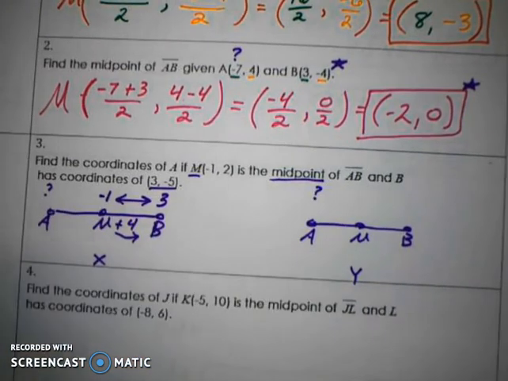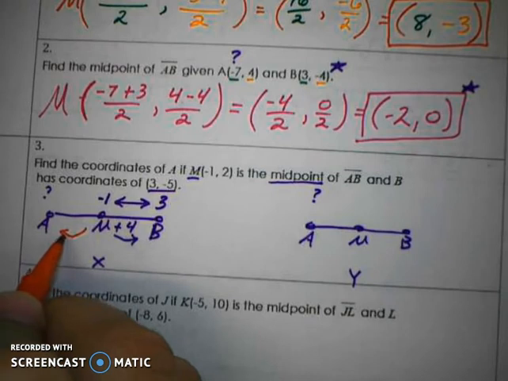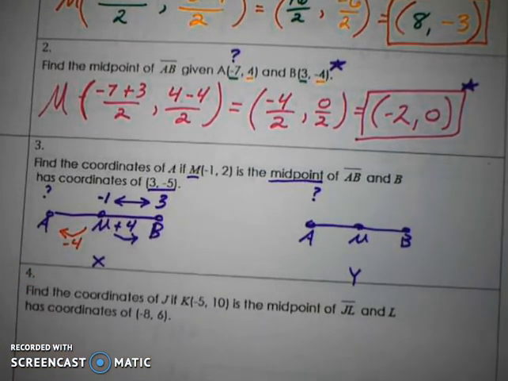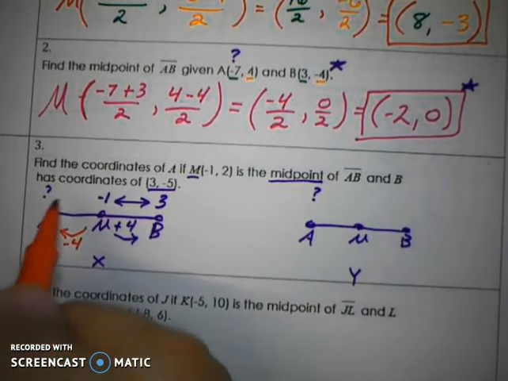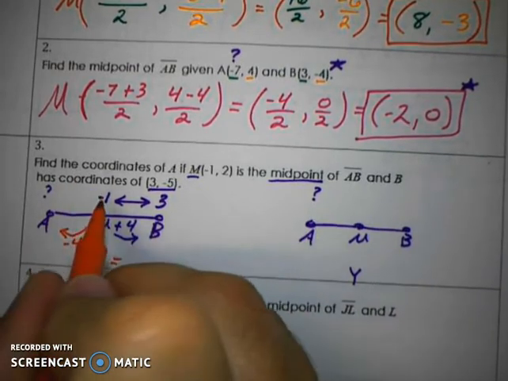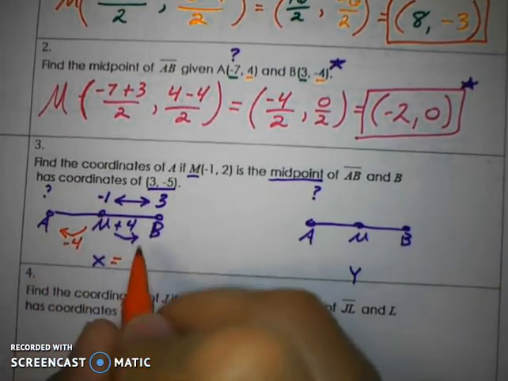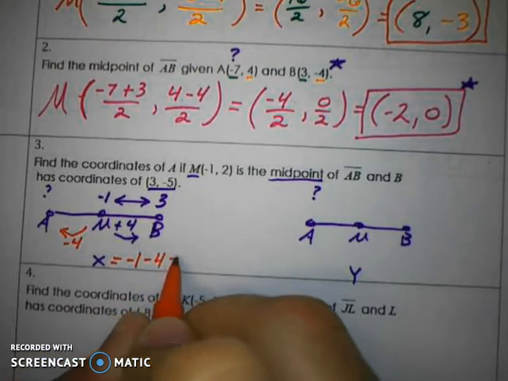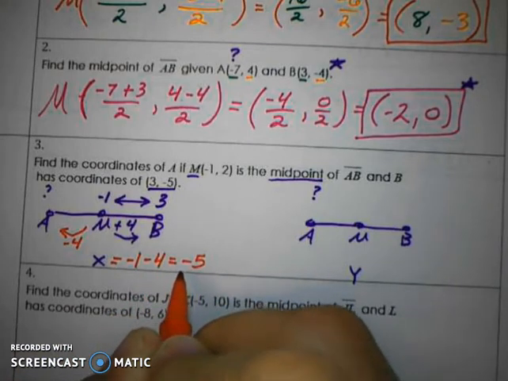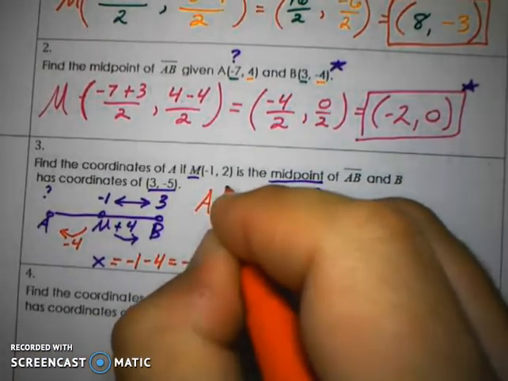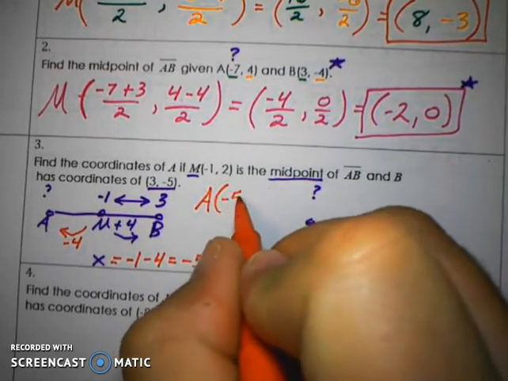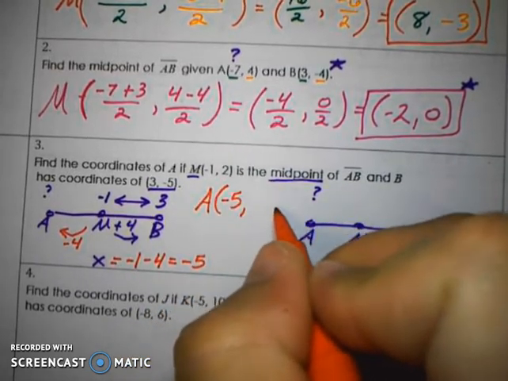So to find the missing coordinate, we're just going to do the exact opposite. We're going to subtract 4 from that -1. So the missing x coordinate will be -1 minus 4, which would be -5. So I know that A is going to have the coordinates of -5, comma, whatever I get for my y value here.